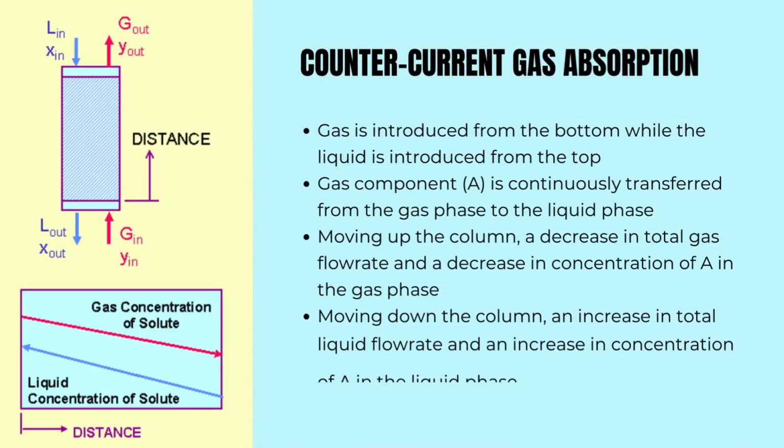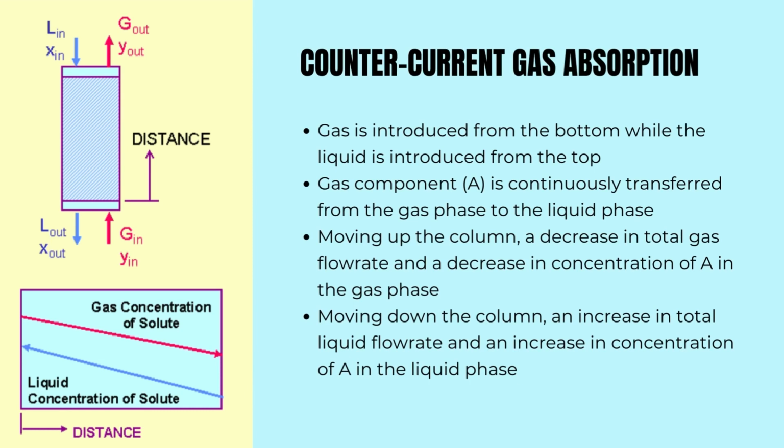Next, we will proceed with the countercurrent gas absorption. Based on the diagram, the gas is introduced from the bottom while the liquid is introduced from the top, which means that these two streams are flowing in the opposite direction in the column. The gas component A is continuously transferred from the gas phase to the liquid phase.